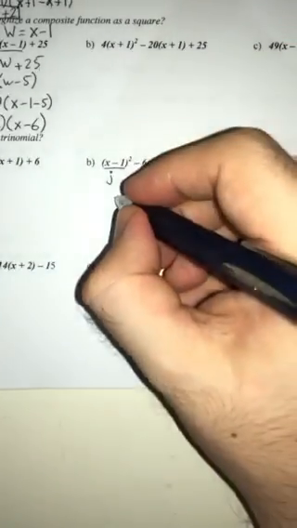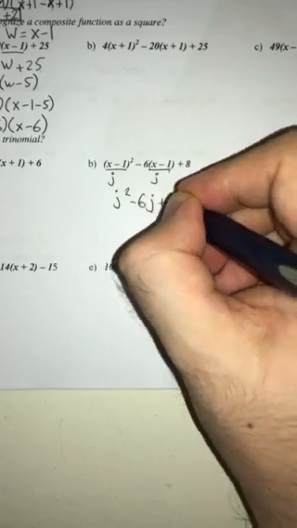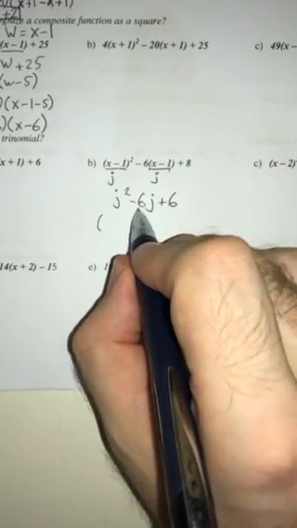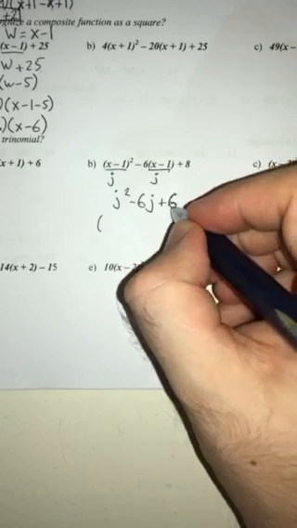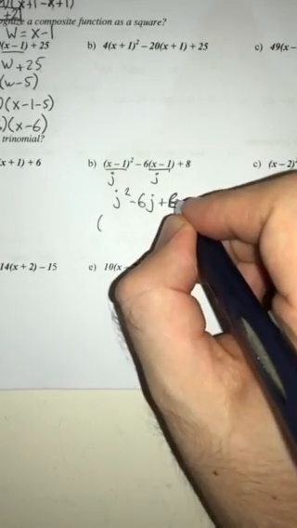So we've got j squared minus 6j plus 8. Factor this out. What adds to negative 6? Oh, sorry, this is 8. What adds to negative 6 and multiplies to positive 8?